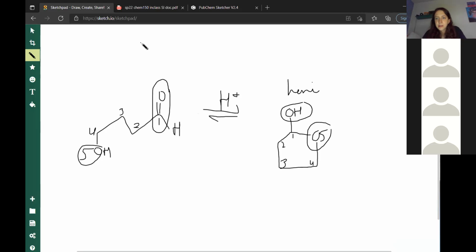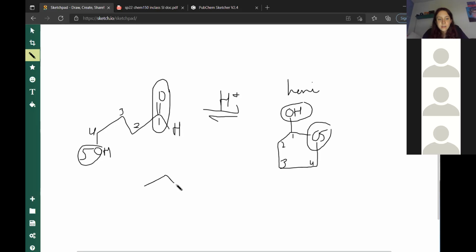Does anyone have any questions about that? Because I know that's a little difficult. I have a question. So the OH, is that gonna turn into the O because it's at the 5, and then the double bond O turns into the alcohol? Yep, that's exactly it.